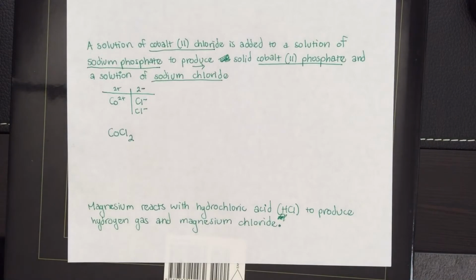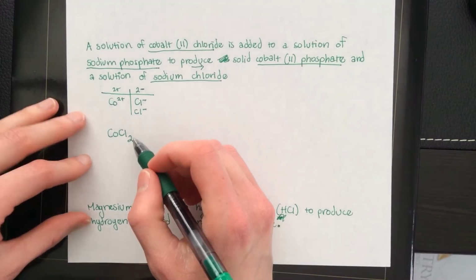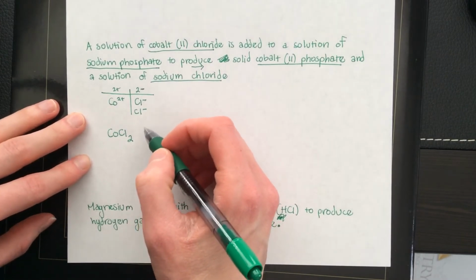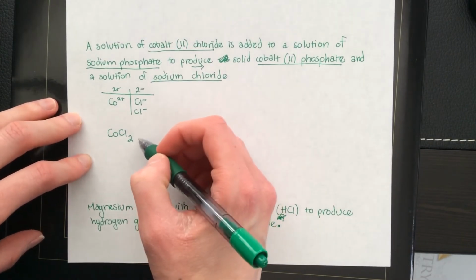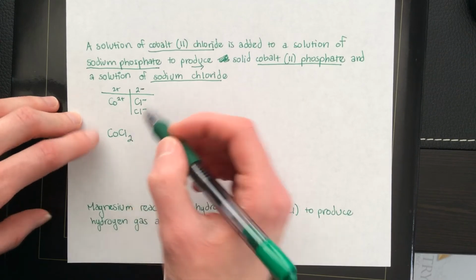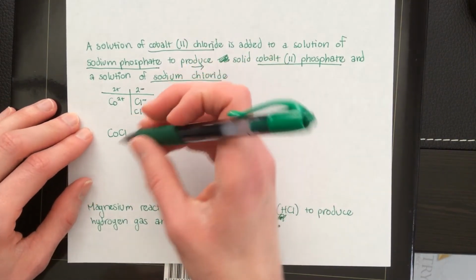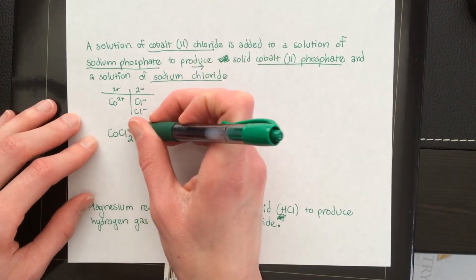CoCl2. It says a solution. That really means that the cobalt chloride is aqueous. So you could write a little aq there if you want to. Canvas will not like it if you try to write the phase, so don't do that on Canvas. Just write CoCl2. Canvas won't even let you do subscripts, so you'll write this in Canvas just as CoCl, like big 2.